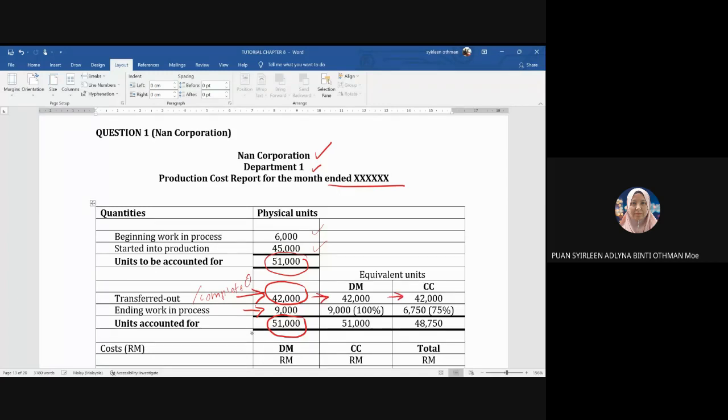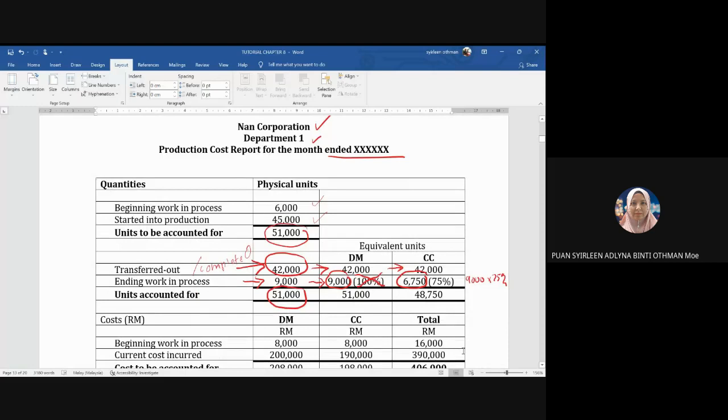Okay, untuk ending WIP dia 9,000 unit. Di direct material dia complete 100%. So 9,000 direct 100% will be 9,000. You don't need to show me this pun tak apa ya, tak ada masalah. It's a report, so there won't be any calculation inside here except for the costing di bawah. Okay, and then yang ini is actually 9,000 multiplied by 75%. Okay, that's how you get 6,750. Okay, so untuk equivalent unit, direct material ialah 51,000. Untuk conversion cost, the units is 48,750.